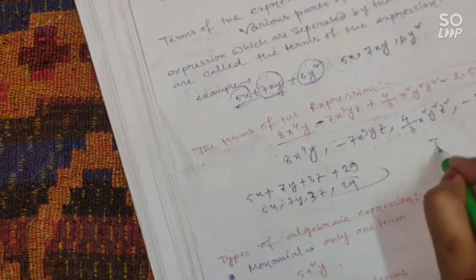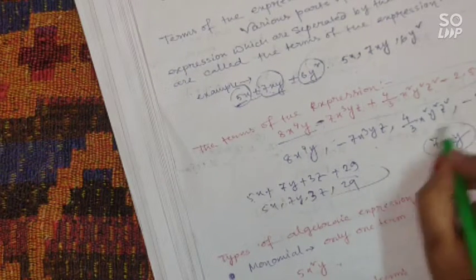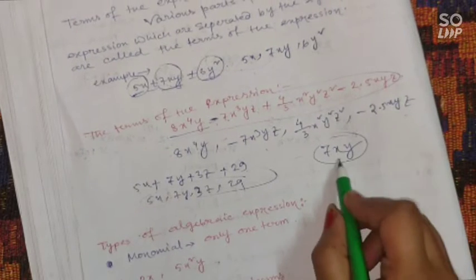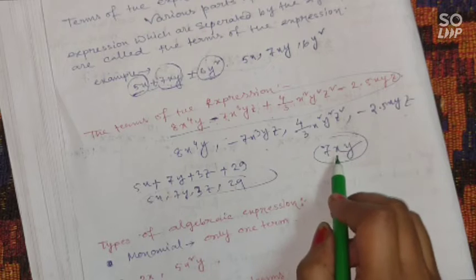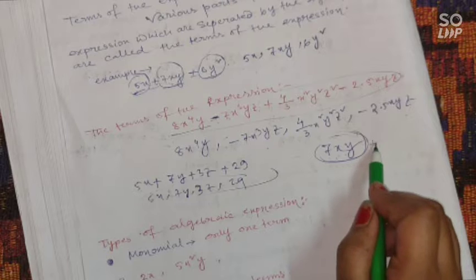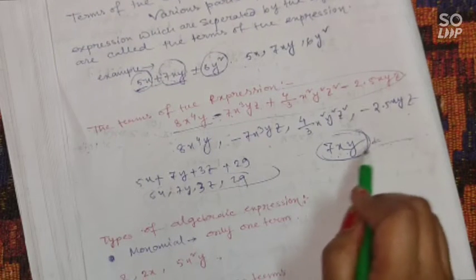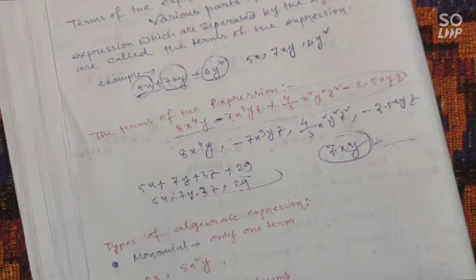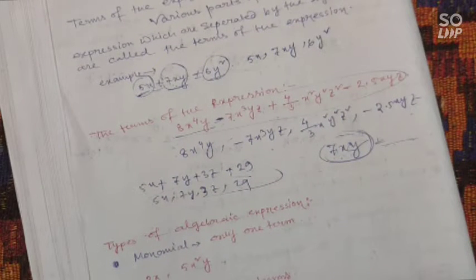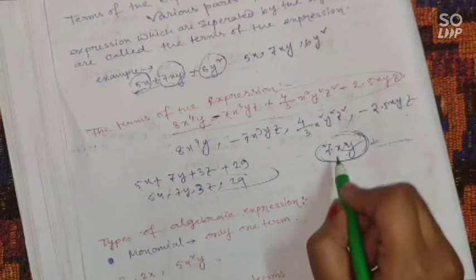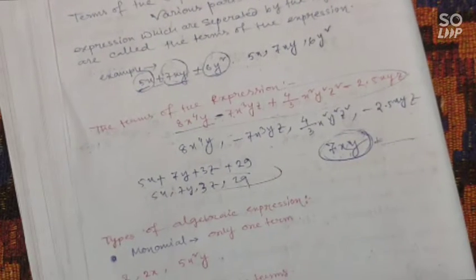If I ask you 7xy, how many terms are there in this expression? This is an algebraic expression, and in this expression there is only one term, because there are no other parts separated by a plus or minus sign. There is a multiplication sign here, but I have told you that terms are the parts of an algebraic expression separated by plus or minus signs. So in this expression there is only one term.